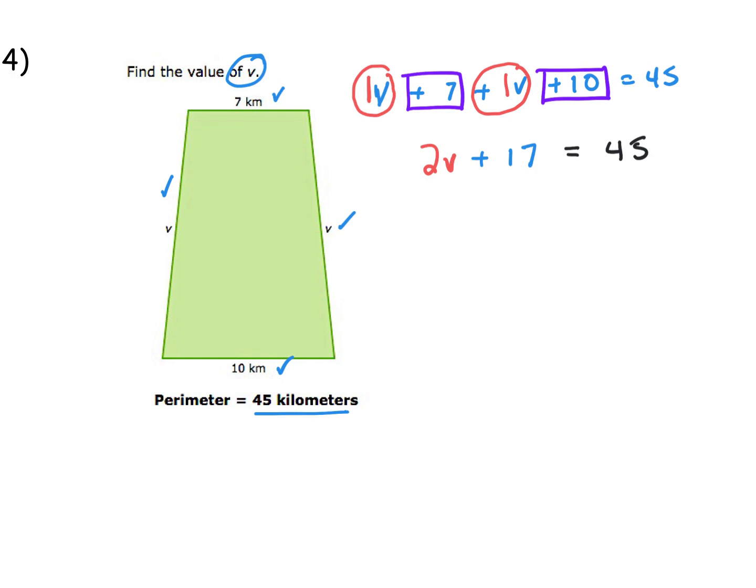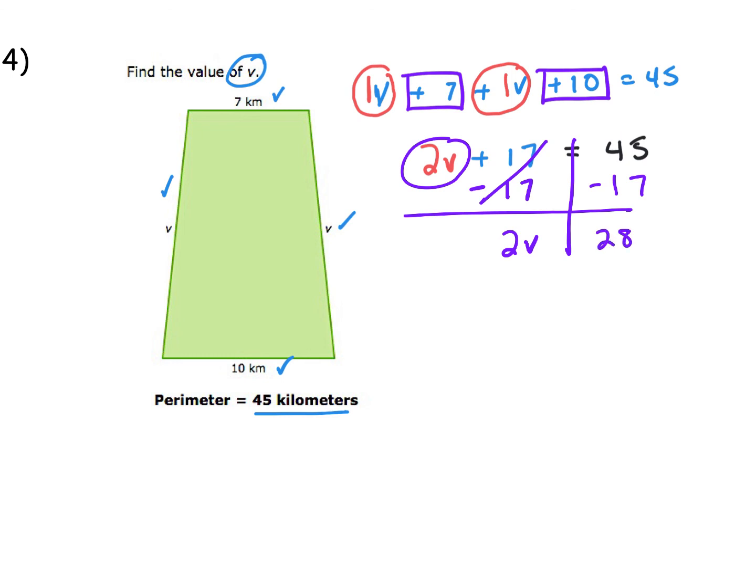And if you recall, we want to undo operations, and so we're kind of using the order of operations backward. We're trying to undo what we see. And our common inclination is to start with what we see first, but we want to undo addition and subtraction, and what's being added or subtracted is the 17. It's the constant. We always go after the constant first. So now I've eliminated 17 by subtracting on both sides, and 2v is left over, so I'm going to drop that down. 45 minus 17 would be 28.